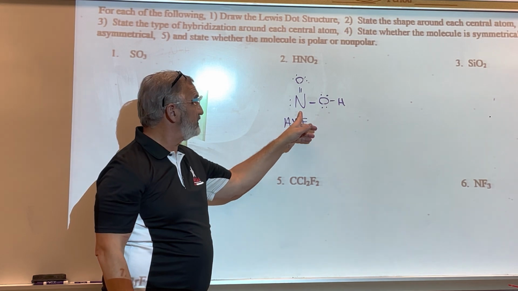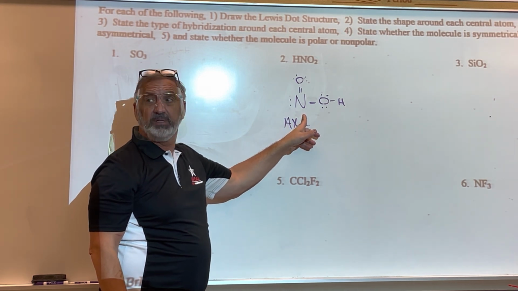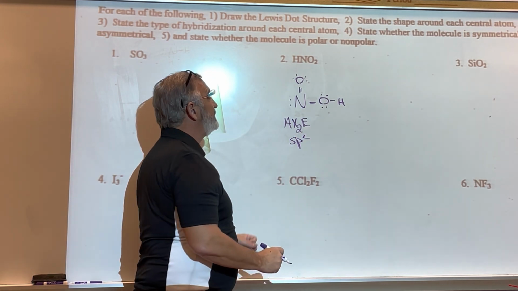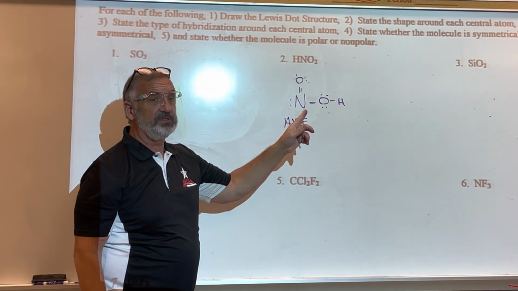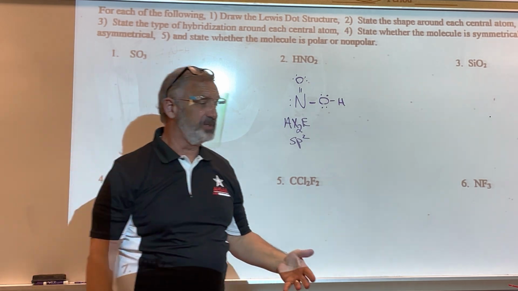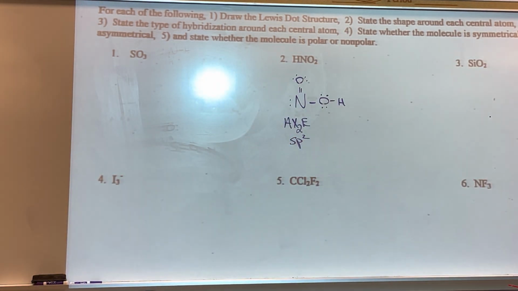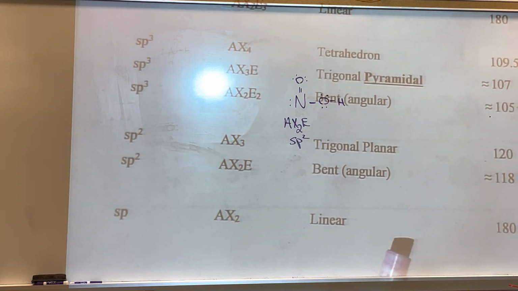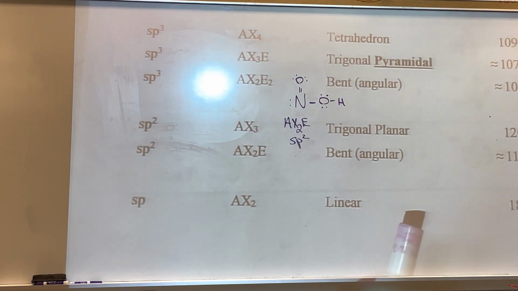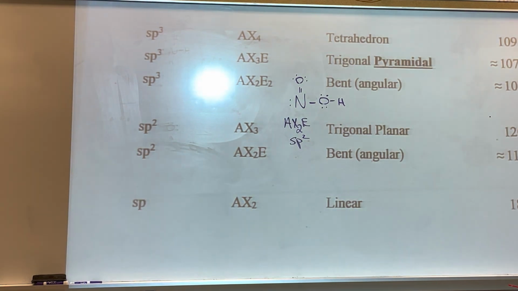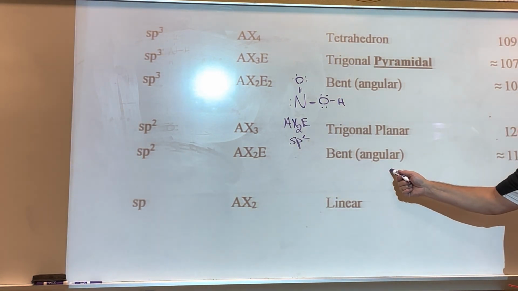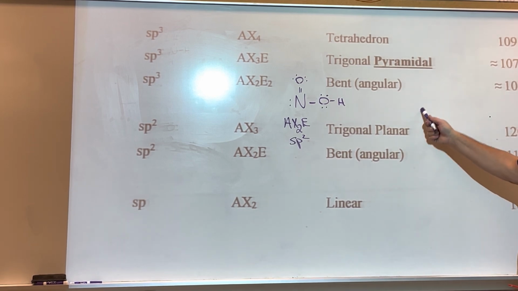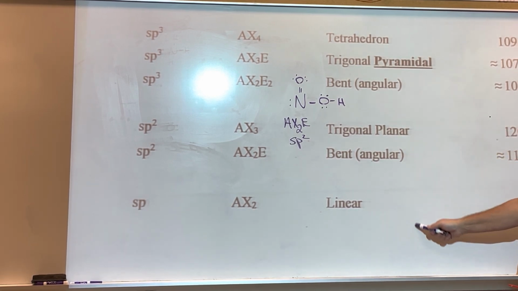So what type of hybridization is on the nitrogen? sp2. What's the shape going to be around that nitrogen? I took it down. Okay, so if we look here at sp2, AX2E, it's going to be bent. Right? Now you're going to get this sheet. Okay? You're going to have this sheet.